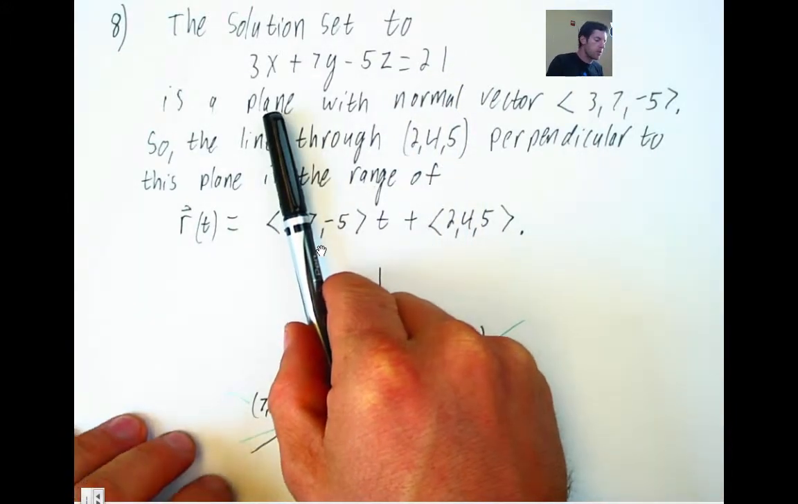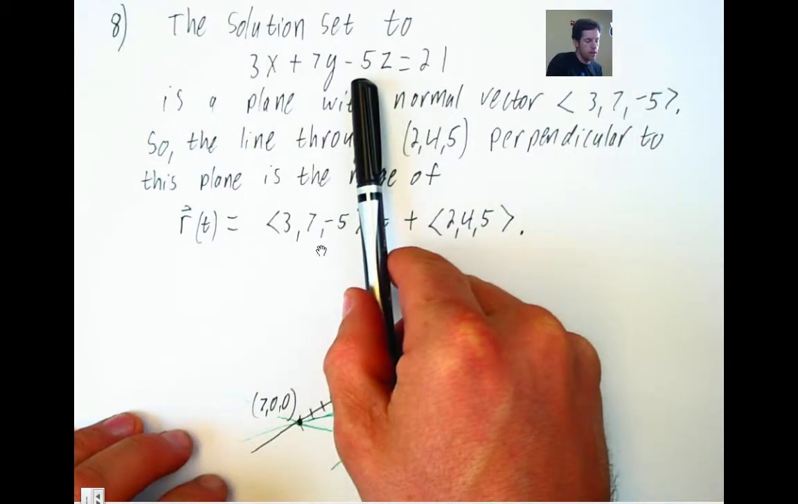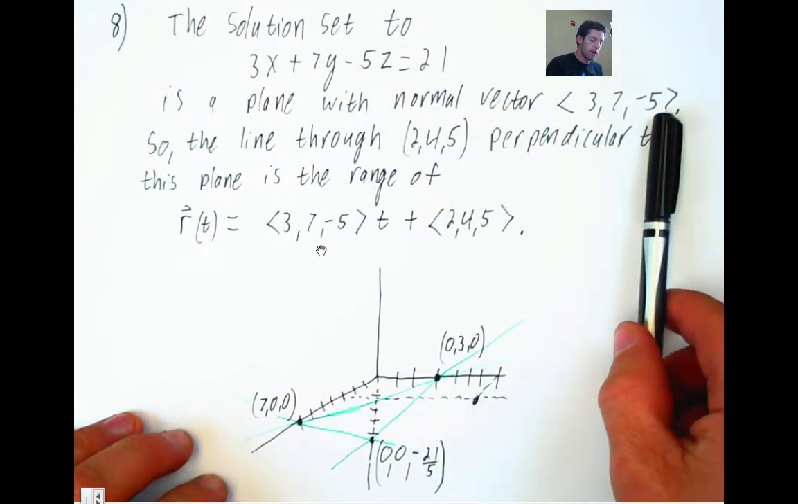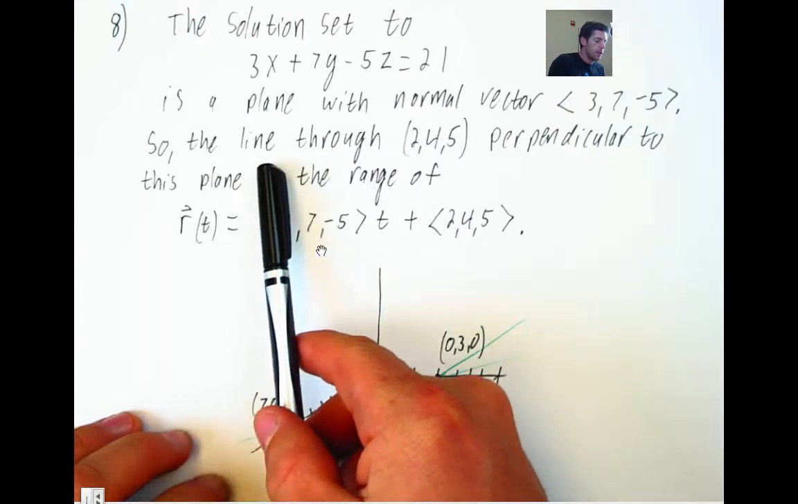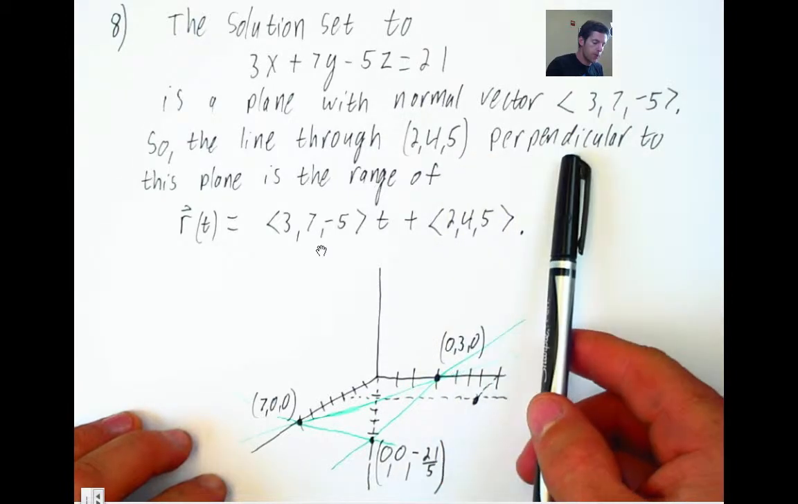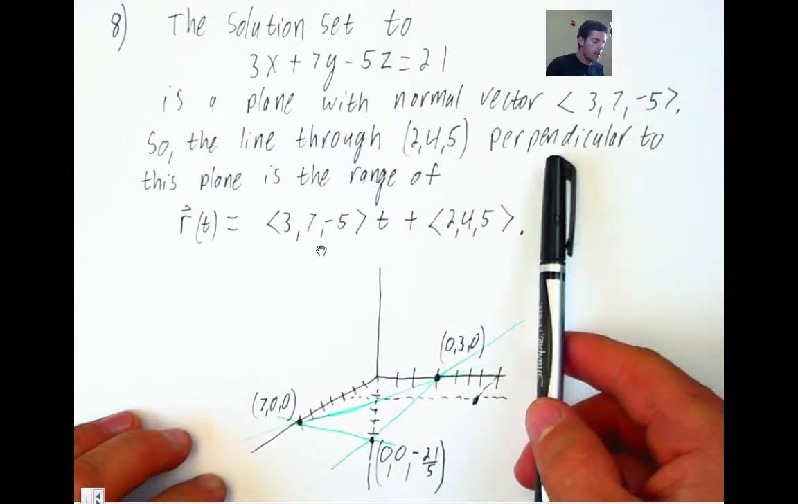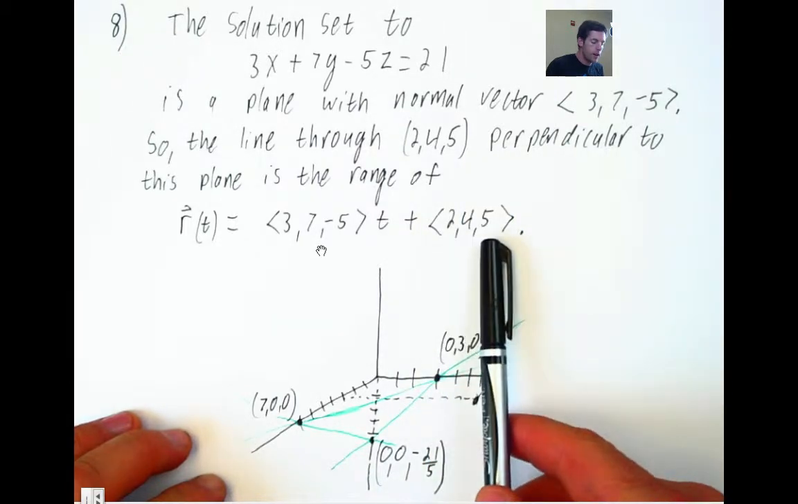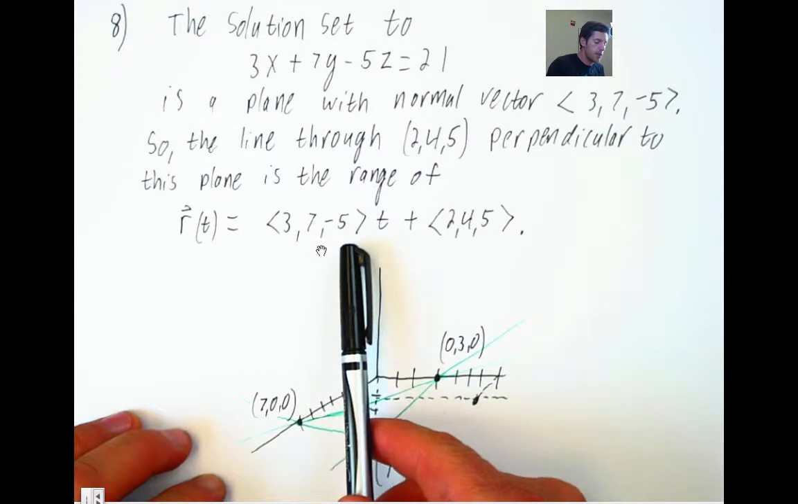And the relevant information here is that the normal vector to the plane is just the coefficients of x, y, and z in the components of a vector, 3, 7, negative 5. And so from that, we can say that the line through the point 2, 4, 5 that is perpendicular to this plane lies in the direction of that normal vector and has the point 2, 4, 5 on it. So we'll make 2, 4, 5 an initial point, and 3, 7, negative 5 the direction, we'll just add on some multiple of that.